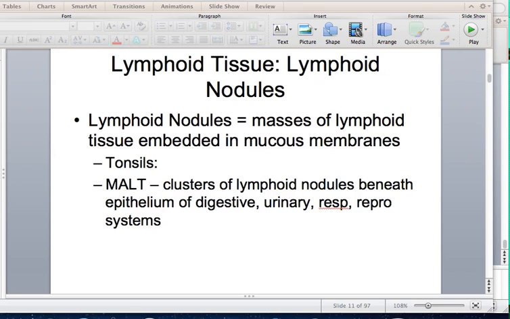MALT stands for mucosa-associated lymphoid tissue, and these are little clusters of lymph nodules that are under the epithelium in your digestive, urinary, respiratory, and reproductive systems. Examples of those would be Peyer's patches in your intestine and your vermiform appendix.